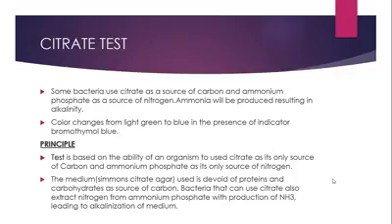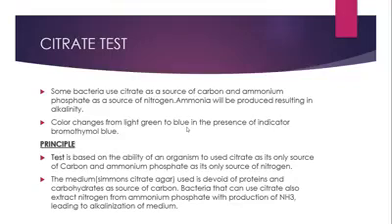And in alkaline reaction, the alkaline reaction is then manifested, which can be indicated with the presence of the indicator bromothymol blue, which is green when neutral, and in alkaline reactions it turns into blue color. So the principle here is that the test is based on the ability of an organism to use citrate as its only source of carbon and ammonium phosphate as its only source of nitrogen.